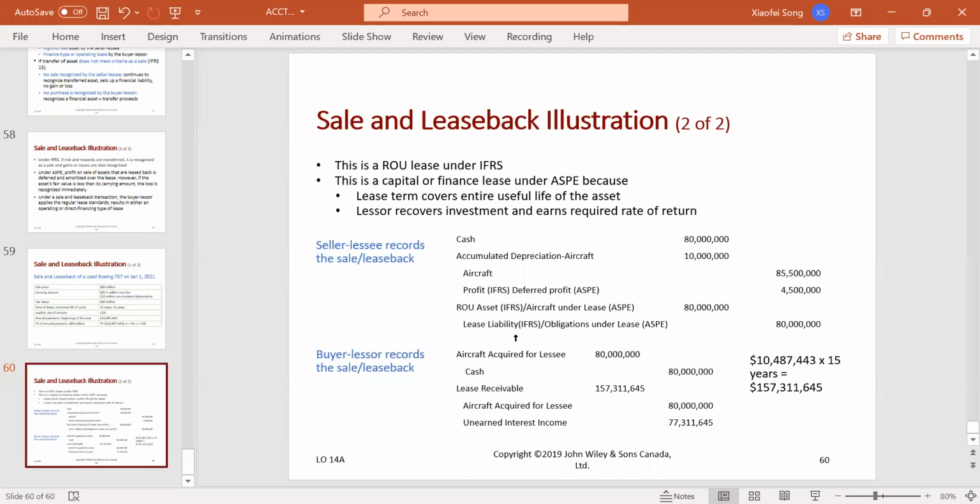So two differences. One is the terms, and more significantly is the treatment of this gain, the profit, right? This $4,500,000 will be included in the income statement of the current year under IFRS, but only a portion of that will be recognized under ASPE. There are different ways to amortize it. Straight line is acceptable, so it could be just 1/15 of that. Okay, so that's the two differences.